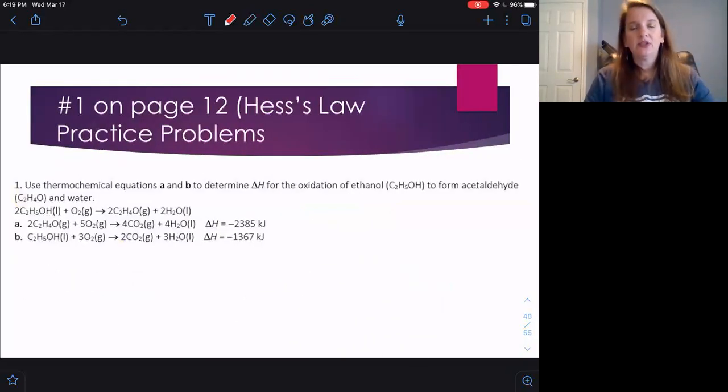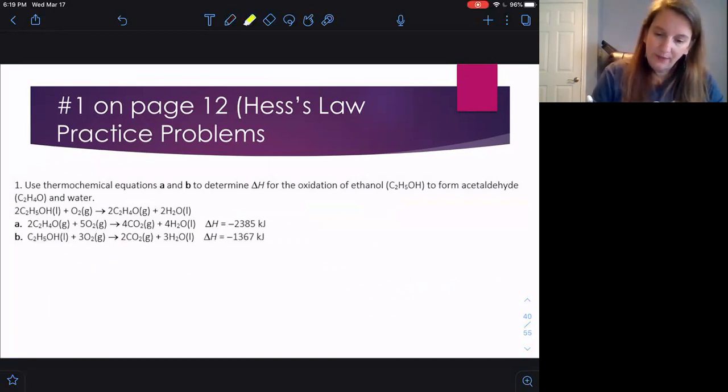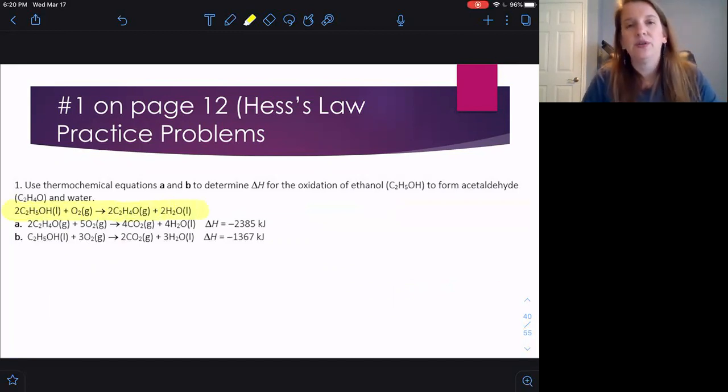All right, so let's take a look at this one in your packet. This is number 1 on page 12. It's titled Hess's Law Practice Problems. Now, I'm not going to go over this step by step with you. I'm going to ask you a series of questions so that you can answer during your Edpuzzle. So first off, I want you to look at this. You've got your overall reaction here. Let me go ahead and highlight it. That's your overall reaction. That's what we're trying to get to.